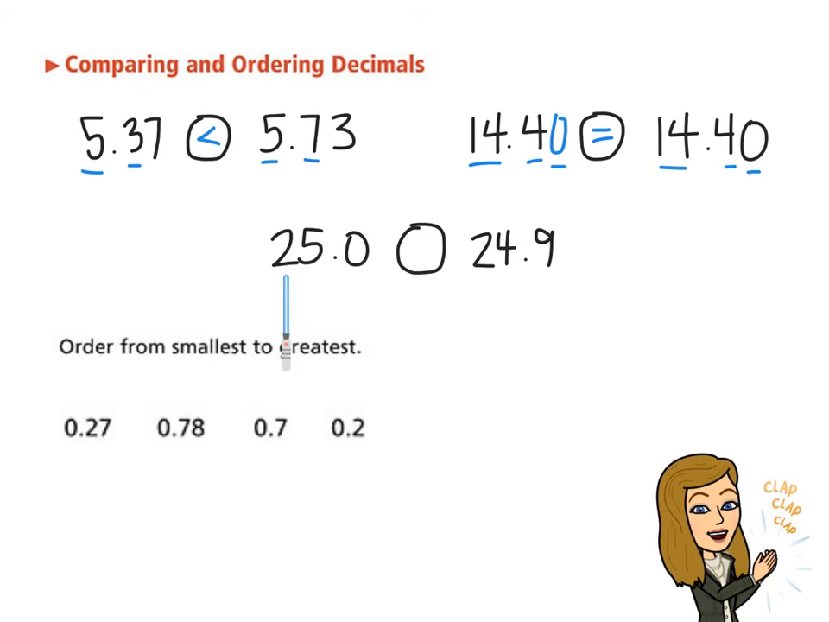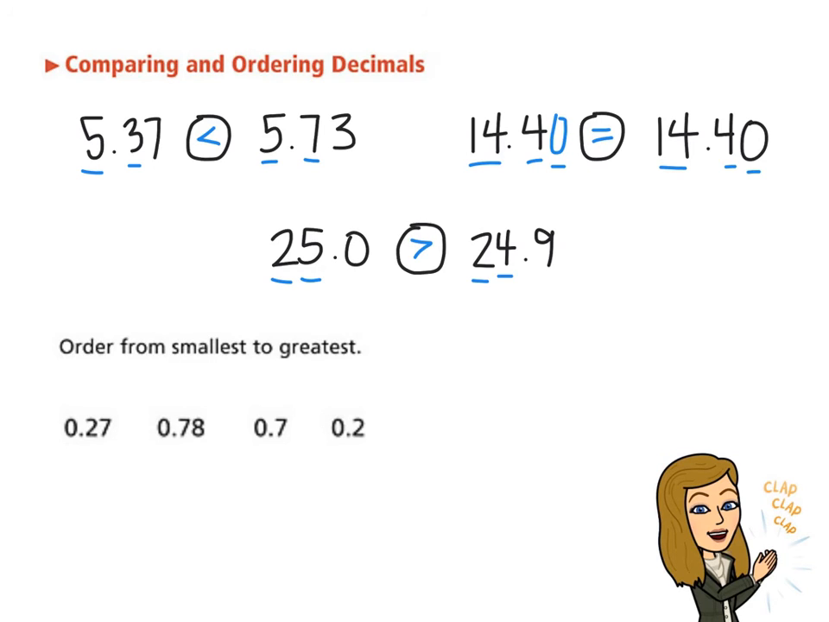The next one is 25. It looks like 25.0, but remember that's the same thing as just the whole number, 25. And we're comparing that to 24 and 9/10. So let's start by comparing the tens place. 2 versus 2, they're the same. But when I get to the ones place, or the dollar place, 5 is bigger than 4. So $25 or 25 would be more than $24.90 or 24 and 9/10.